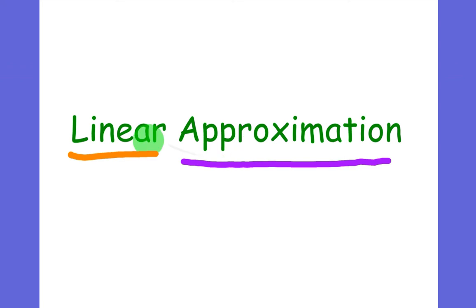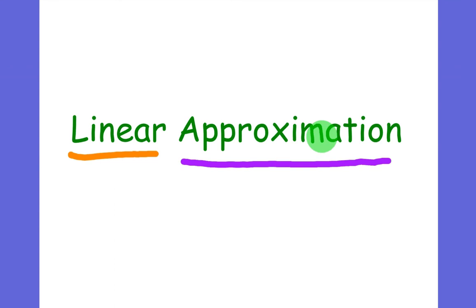This lesson is on linear approximation. Now, we're going to take a look at the graph of this one so we can really get a good grasp on what is linear approximation, why do we use it. First word is linear. We're going to be looking at both the slope of the secant line and the slope of the tangent line. That will help you understand linear approximation.